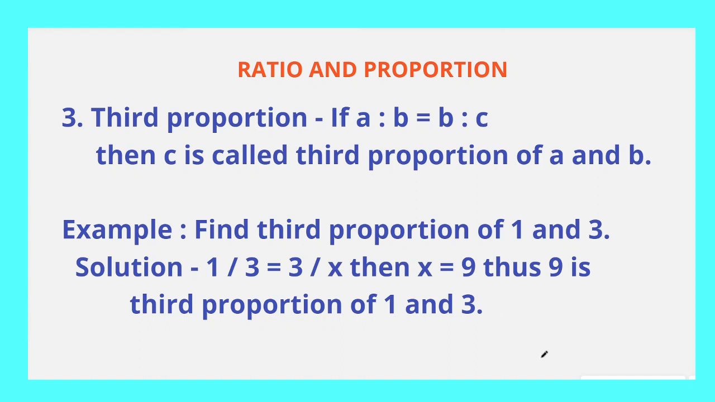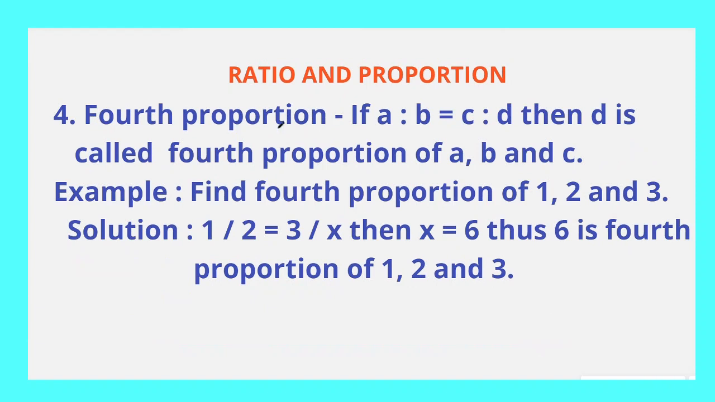When two numbers are given, here the two numbers are 1 and 3, then 1/3 is equal to 3/x. Then we have to find the value of x, and by cross multiplication we can get the value of x, which is 9. So 9 is the third proportion of 1 and 3.